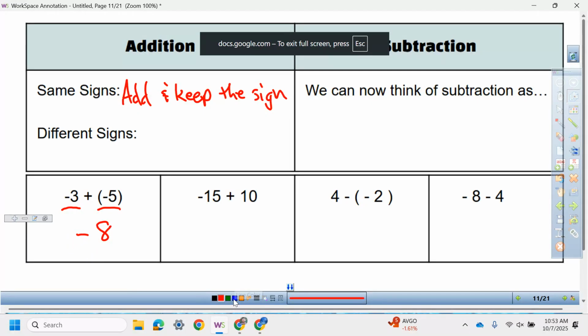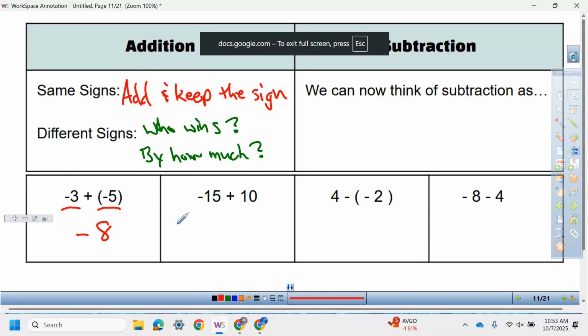Now, when the signs are different, we've got a battle going on. So we have to ask ourselves those two questions. Who wins? That will give us the sign we need to use. And by how much will tell us the number.